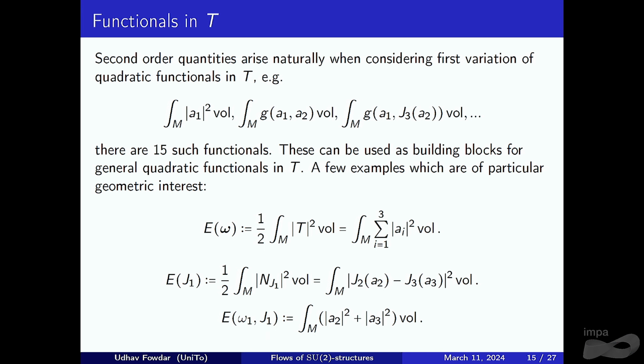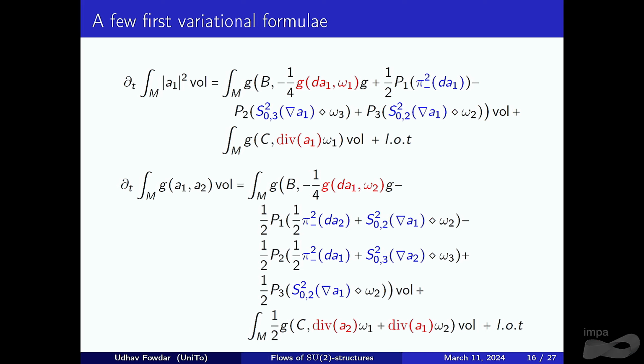So let me give you some first variation formula. If you look at the first variation formula of A1 squared, then you see this term here popping up. I've split everything in terms of its irreducible components. So you see in the metric bit some inner product of A1, dA1 with omega 1. So you see some sort of scalar curvature type term. And in the P1 bit, you see some sort of traceless Ricci type term.